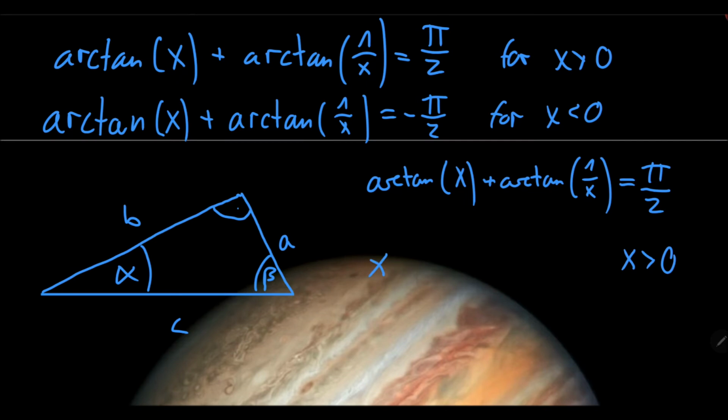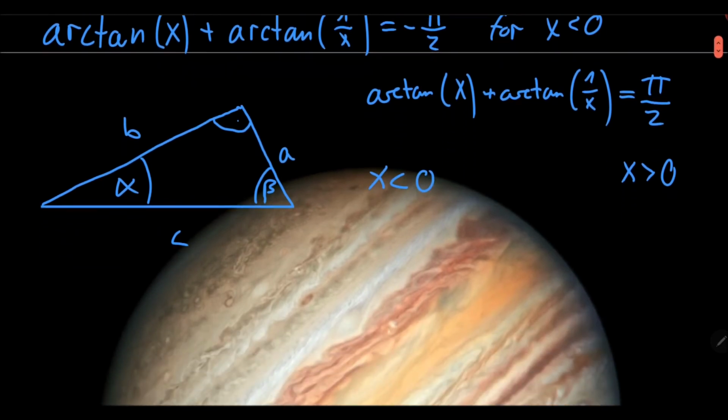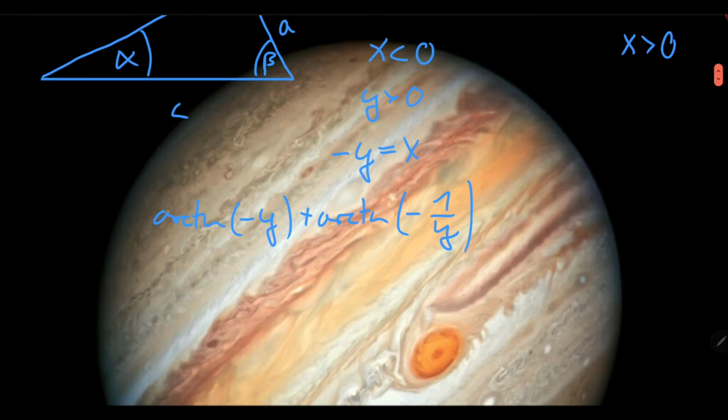Now, let's let x be smaller than 0, and of course then there exists a y bigger than 0 such that minus y equals x. And let's substitute minus y for x into this expression here, giving us arctan of minus y plus arctan of minus 1 over y. But now we can make use of a nice property of the arctan, namely that it is an odd function, meaning that minus arctan of x is always the same as arctan of minus x.